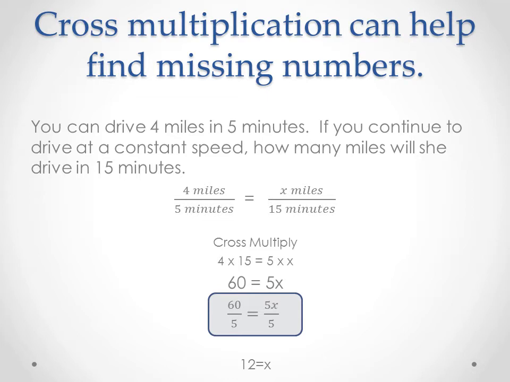So if we cross multiply, we have 4 miles times 15 minutes, and then we have 5 minutes times X, because we don't really know what X is. Next step, we would have 60 equals 5X. So you know from solving equations that we want to get that X all by itself, and in order to do that, we have to divide each side by 5. When we do that, we get X equals 12, which means that in 15 minutes, I can drive 12 miles.